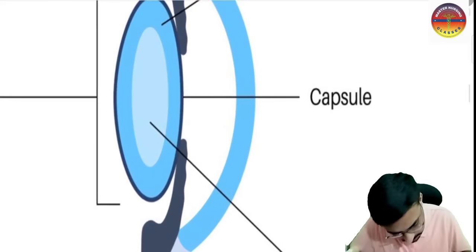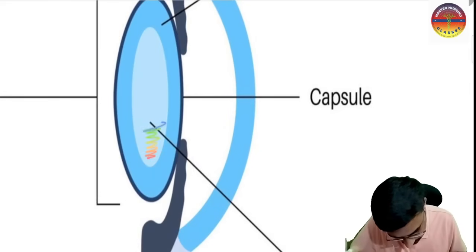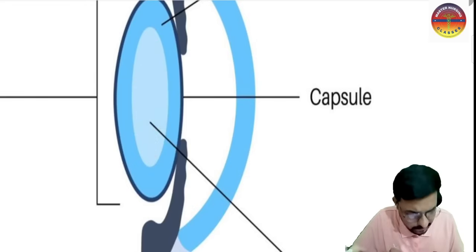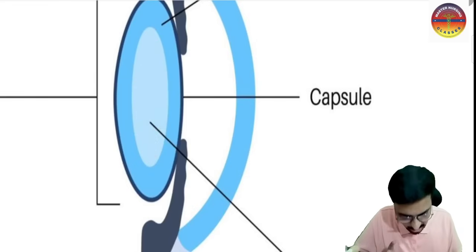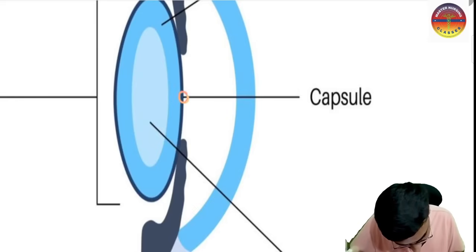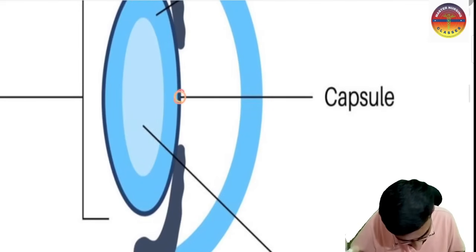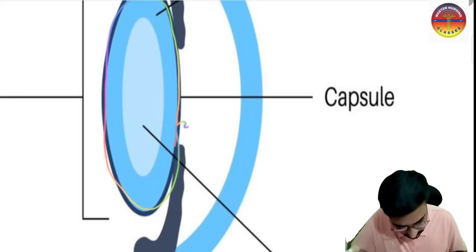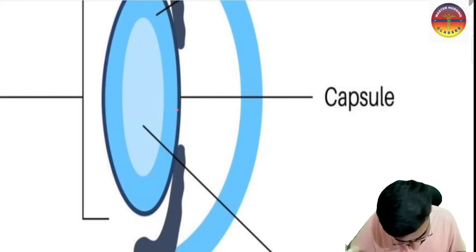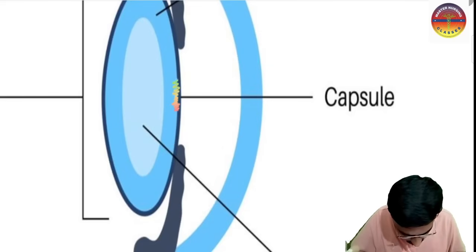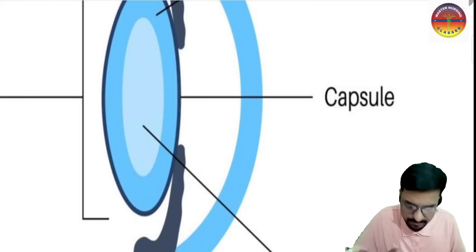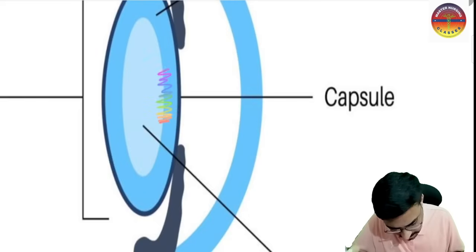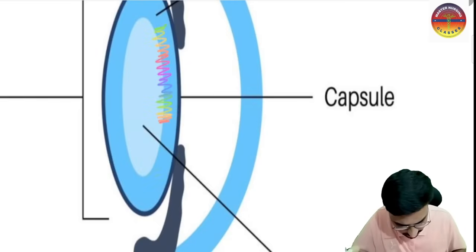This one is the middle portion. If it becomes completely opaque, that is the nuclear cataract. This is the capsule; can you see this black line which completely covers it like this? That is the capsule. Just beneath this capsule, the opacity is the subcapsular cataract, and when the complete cortex is involved, it is called the cortical cataract.